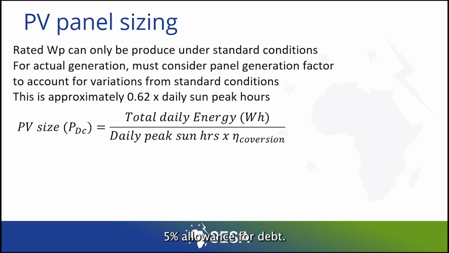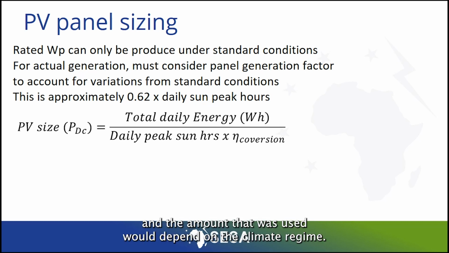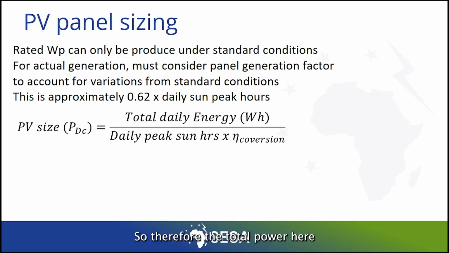5% allowance for dirt, 10% allowance for the panel being below specification and for aging. These percentages are assumptions, and the amount that we use will depend on the particular location. So the total power is going to be equal to the product, that is 0.85, to account for the temperature, times 0.95 to account for the 5% losses, times 0.90, times 0.95, times 0.90, and that will give us approximately 0.62.